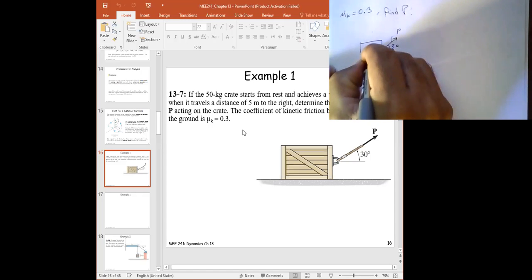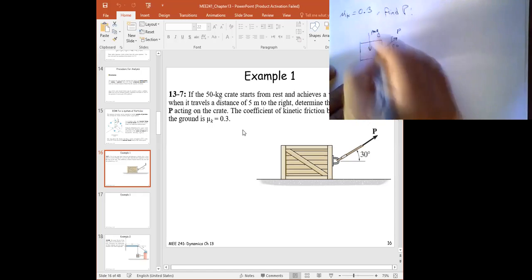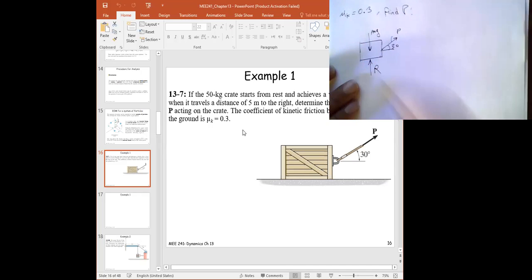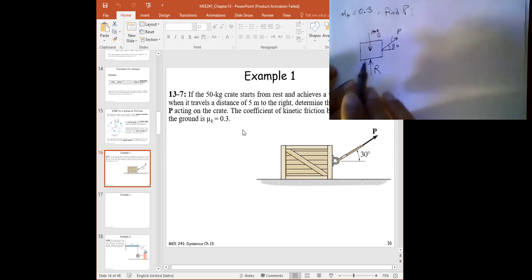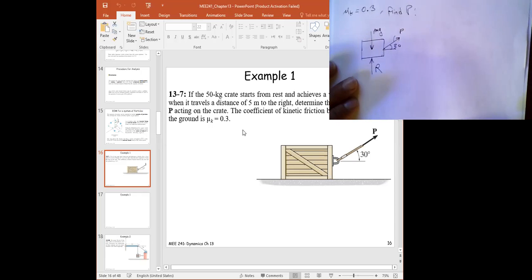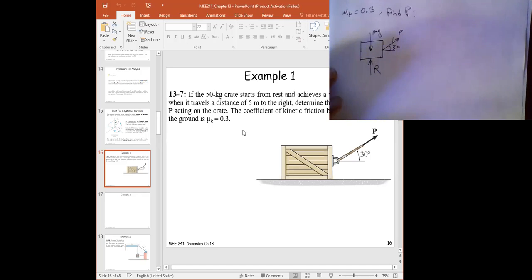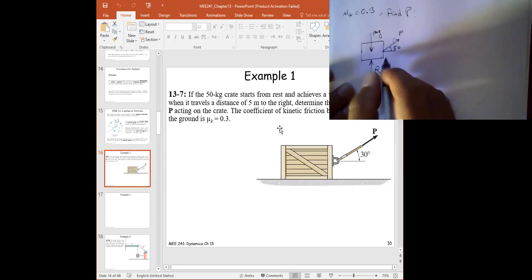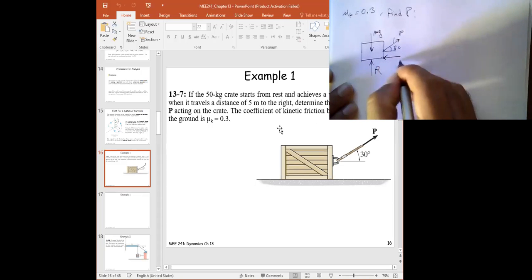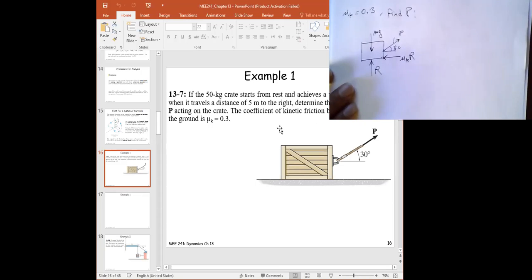mg, we have the reaction, and friction. What is the value for the friction in this case? Moving, mu k. What is the value for the friction during this movement? mu k times N. Why is it mu k times N? Because it's moving. It's moving, exactly. They are already telling you that the object is moving, right? So definitely, mu k times R.